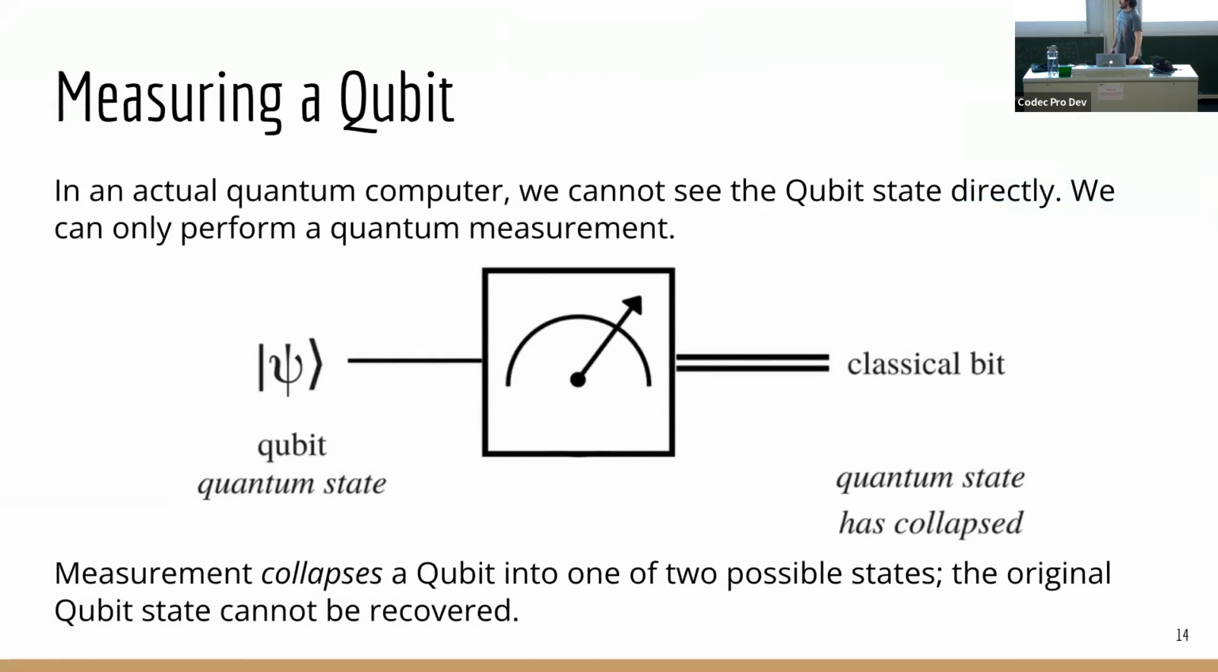Now, what we've just done in Pennylane is physically impossible to do on an actual quantum machine. We cannot observe a qubit state directly. Instead, we are only able to measure a qubit. In a circuit diagram, what you will see is the following. We have a qubit psi. We pass it through generally a box with this little dial symbol. Then we output one of two options that you can interpret as a classical bit. This measurement will collapse the qubit into one of two possible states, and the initial qubit state that we started with on the left cannot be recovered.